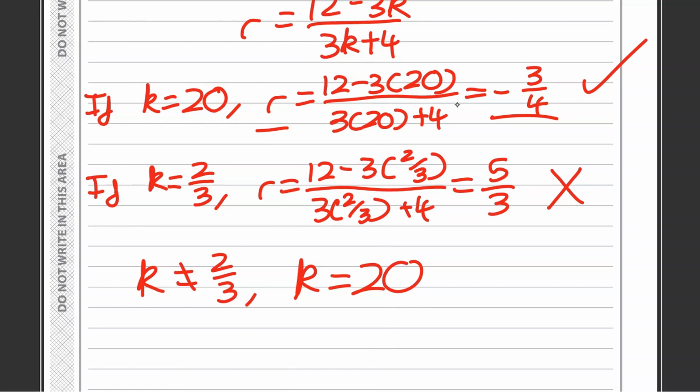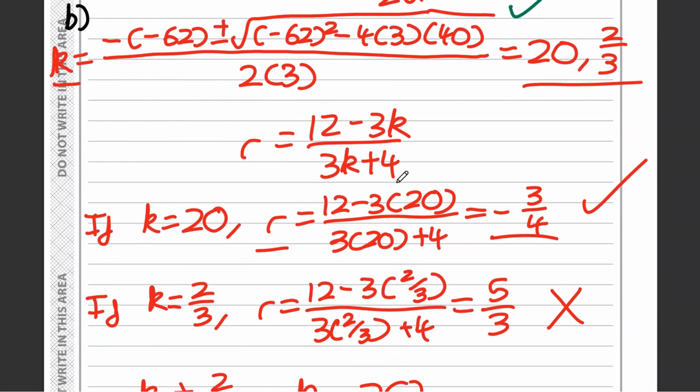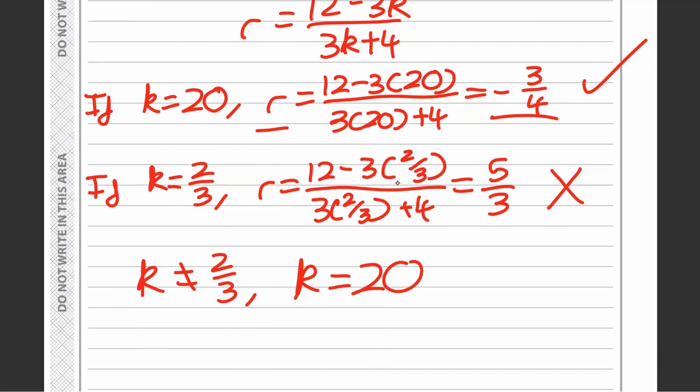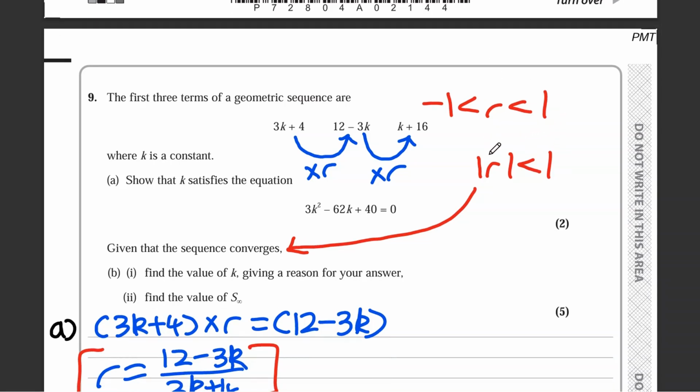In terms of getting the 2 marks, you get 1 mark for attempting to solve this quadratic here in some way, and then you get another mark for showing that k is equal to 20 and giving a reason for your answer. If you just show this information up here, that r has to be between -1 and 1, this is enough of a reason to get the mark.